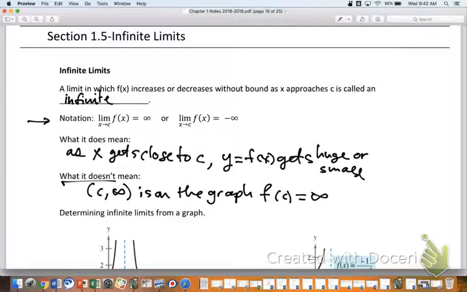So you're going to find that with these infinite limits, graphs and tables are going to probably be your best tools to be able to see what's going on. And so I've got a couple of examples of graphs here. But before I do, are you guys okay with the notation and how you say it and what it does mean and what it doesn't mean? Any questions there? Anna?